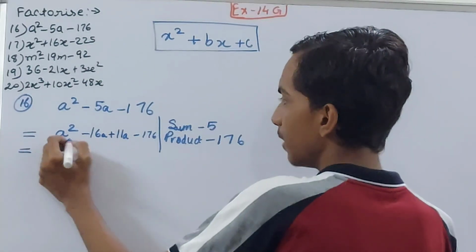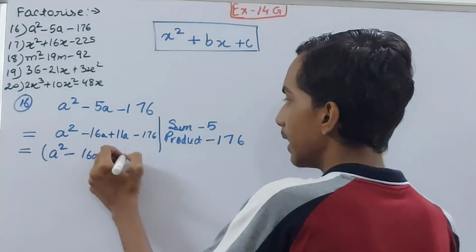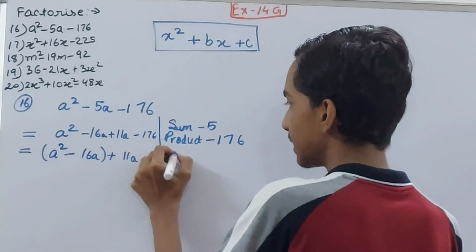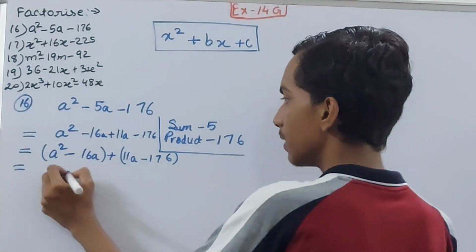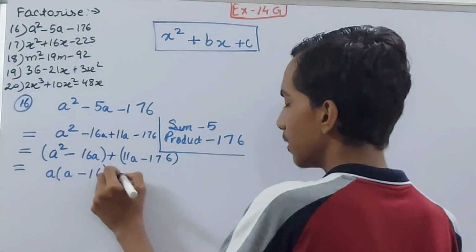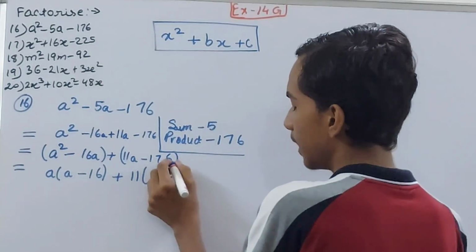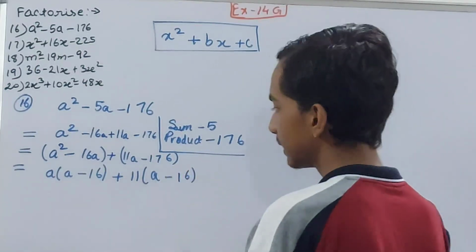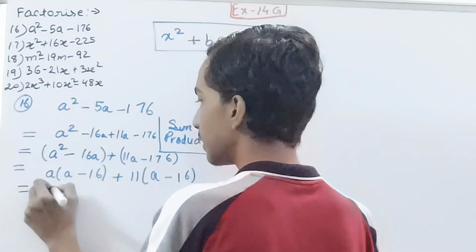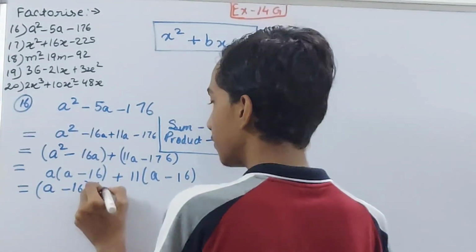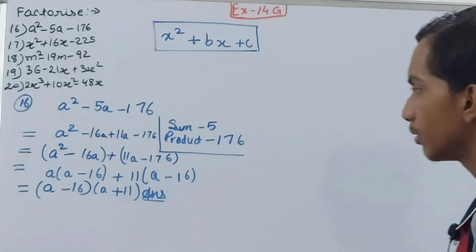We can group a square minus 16a in one group and 11a minus 176 in another group. Now from the first group we can take a common, so we will have a minus 16. From the second we can take 11 common, and we will have a minus 16 there, since 11 into 16 is 176. So a minus 16 here also. Now we can take a minus 16 common and here we will have a plus 11, which is your final answer: a minus 16 into a plus 11.